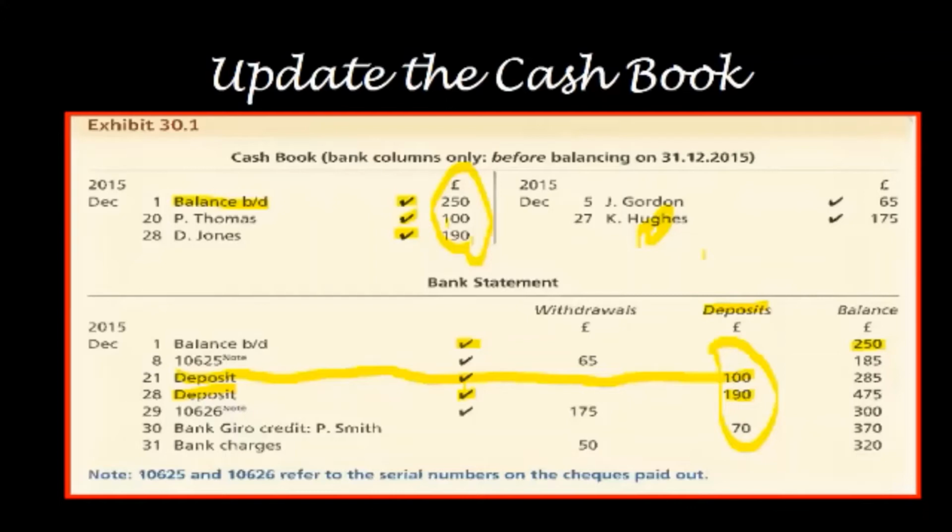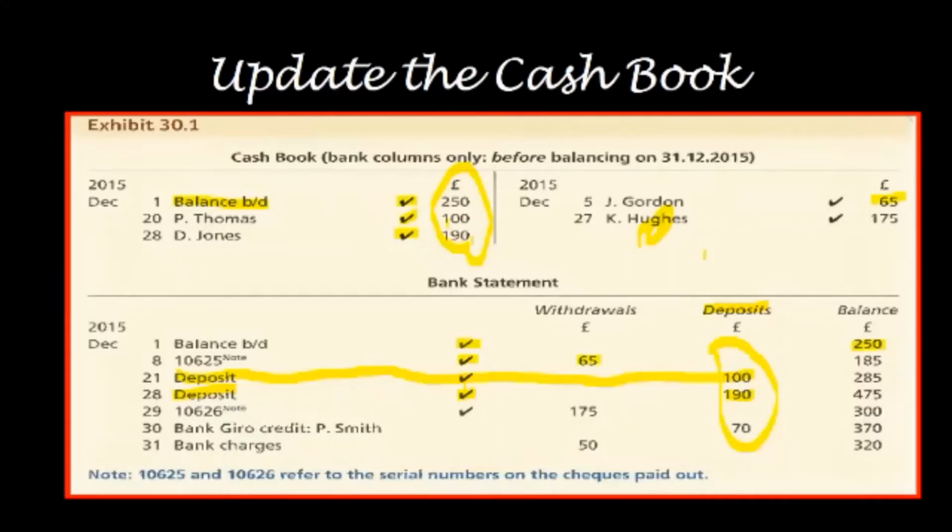Okay, we go to the other side and we see S.J. Gordon, 65. That should be seen in this column here. Okay. Incidentally, on the credit side here, these are payments by check because on the credit side in the bank column, right? So we take the 65 here and we tick off the 65 here.